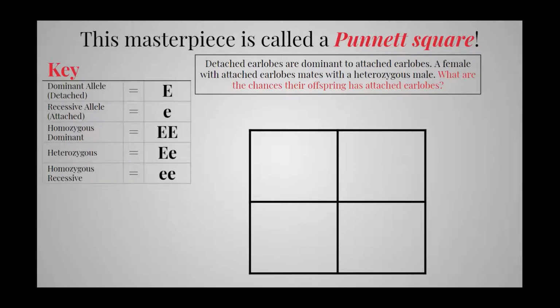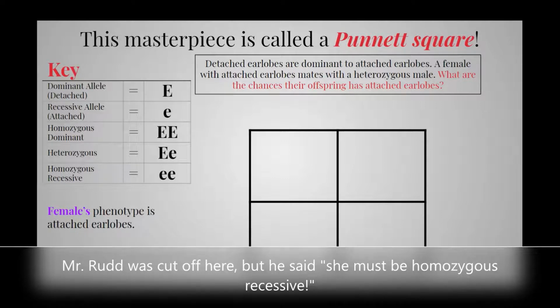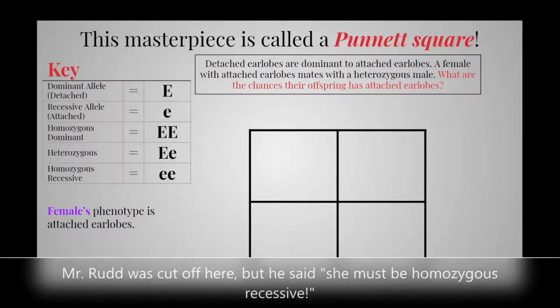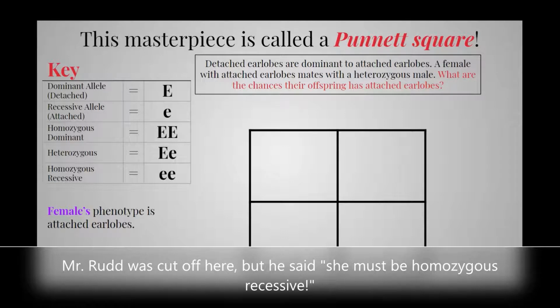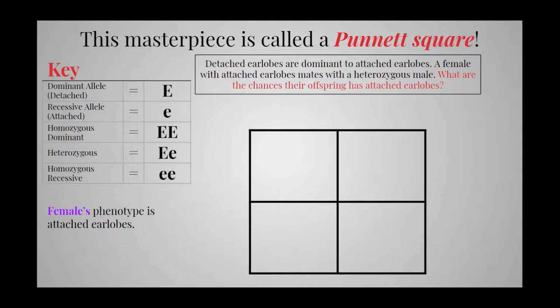That means that anytime there is a dominant allele present, that dominant allele is going to take over for the recessive allele. The dominant allele in that case will determine the trait that the person has. So if a person has detached earlobes, they must have a dominant allele present. But our female here has attached earlobes, which means she does not have the dominant allele. She must be homozygous recessive. So now that we know the female's genotype, we've discovered that she is homozygous recessive.